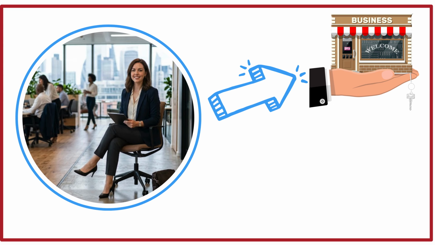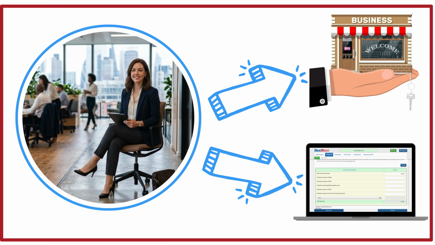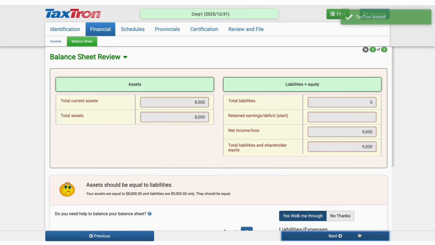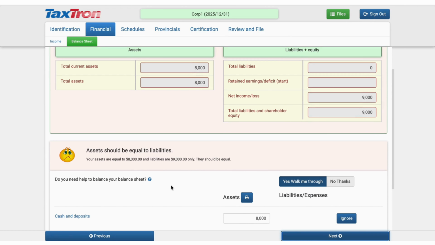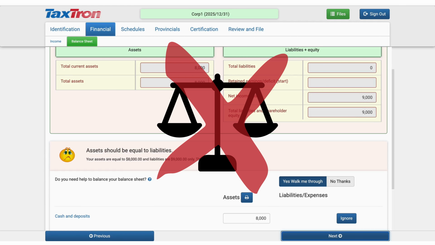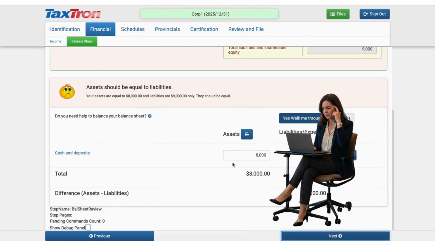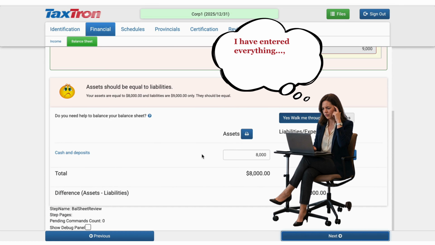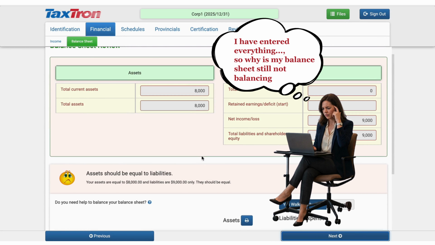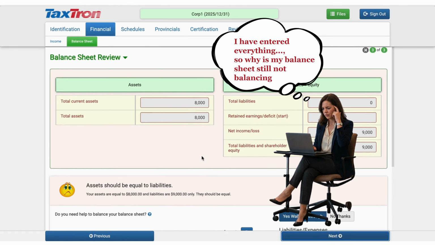Meet Lisa, a small business owner, who's preparing her T2 corporate tax return in TaxTron Web. Lisa has entered all of her income and expenses. But when she reviews her return, her G100 balance sheet shows not balanced. She's wondering, I have entered everything. So why is my balance sheet still not balancing?